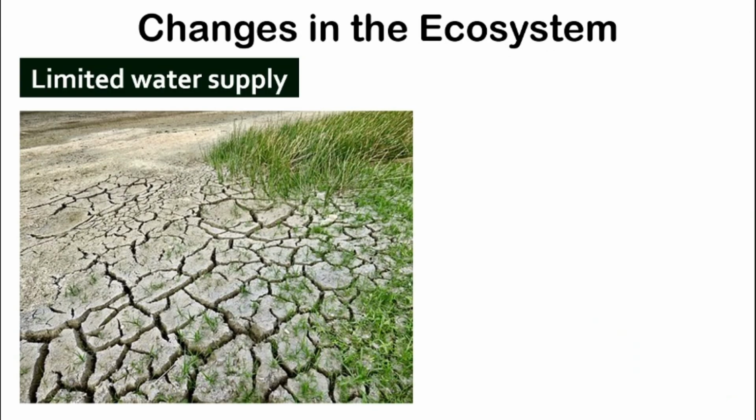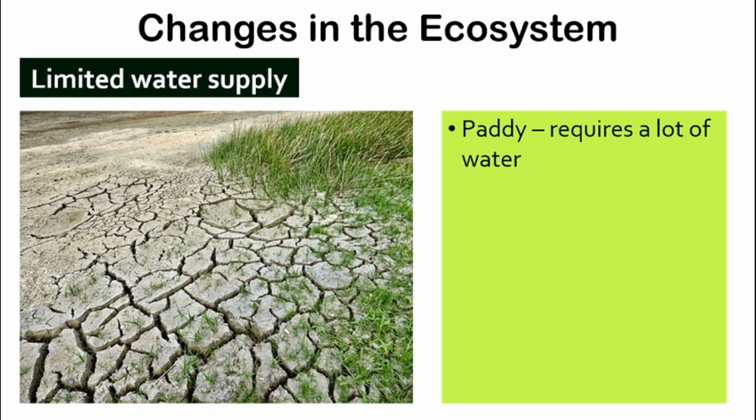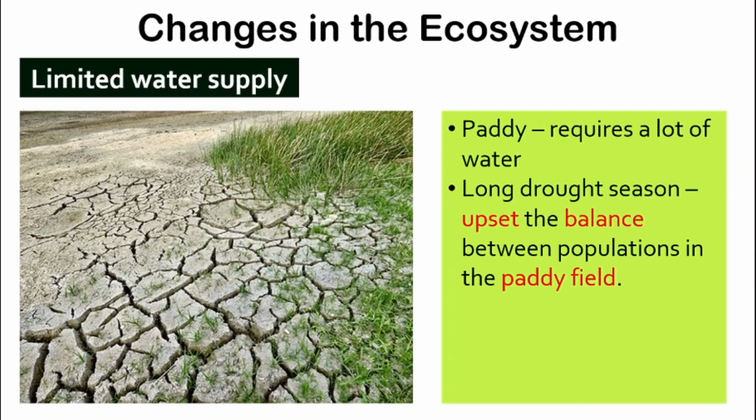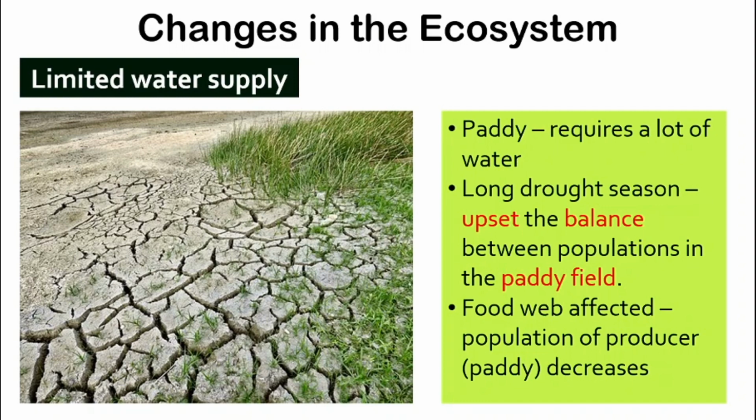Next will be the limited water supply. For example, the paddy plant is a type of plant that needs a lot of water. If there happens to be a long drought season, the balance of the ecosystem is upset. Why? Because the paddy plant will die. It becomes smaller or less. And the food web is affected because the paddy plant is actually the producer. Remember the word producer? Producer refers to green plants that can make their own food.